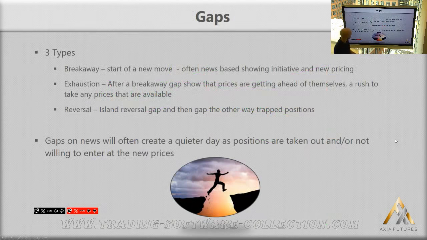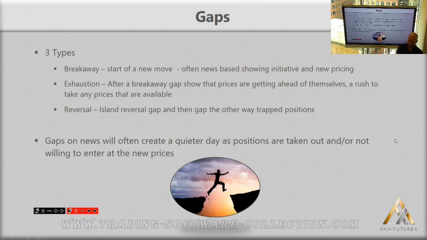All right, 3 types of gap. Got breakaway gap. Breakaway gaps are important, gaps that you should go with. As a general rule, go with a gap. If there is a gap, the assumption should be that you will go with the gap until that gap fills in.